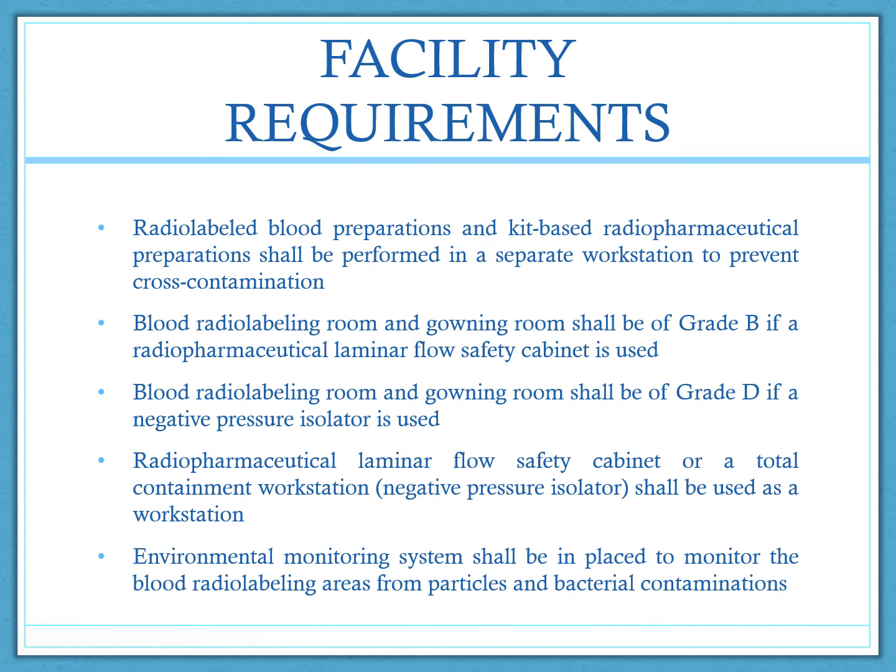The blood labeling preparation and kit-based preparation shall be performed in a separate workstation to prevent cross-contamination. Blood labeling and gowning room shall be of grade B if the laminar flow cabinet is used. Grade D is if isolator is used. And then the laminar flow safety cabinet or total containment workstation shall be used as a workstation. Environmental monitoring shall be in place to monitor the blood labeling areas from particles as well as bacterial contamination.